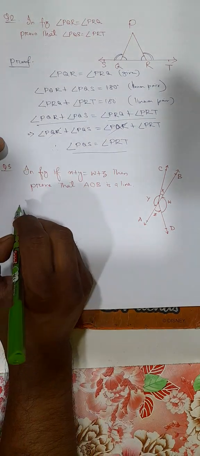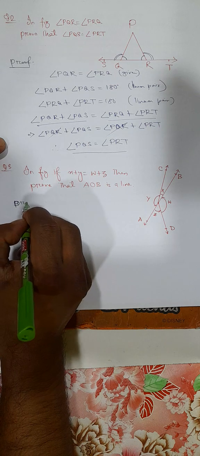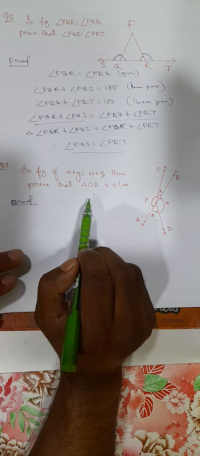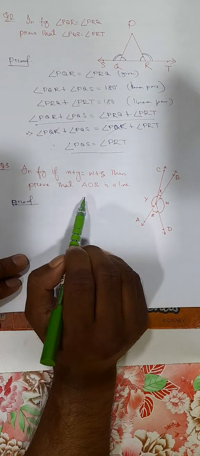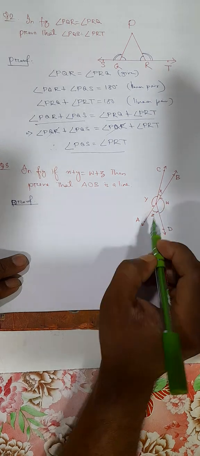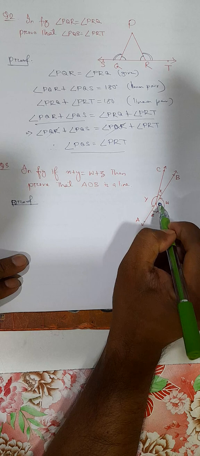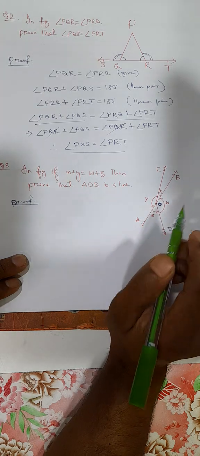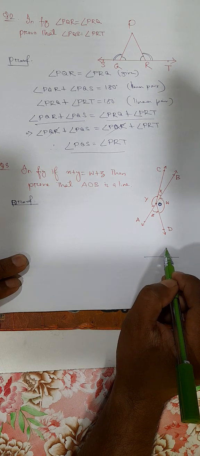Next, in question number 3. In the figure, it is given that x plus y equals w plus z. Then prove that AOB is a line. This point of intersection is O. AOB is a line. Right? So how do you prove AOB is a line?